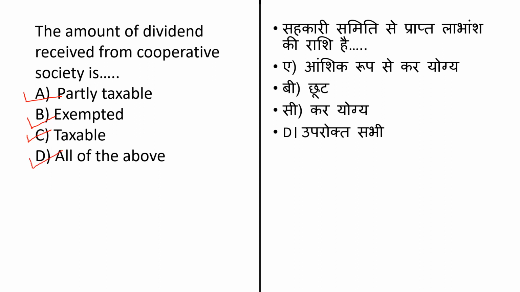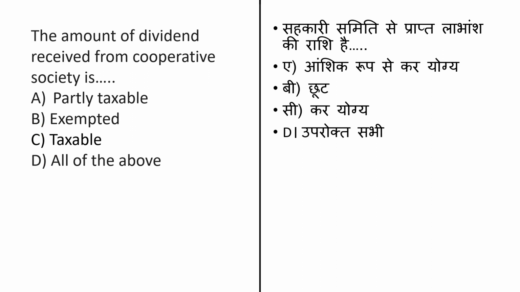Regarding dividend from a cooperative society, income tax shall not be payable by an assessee who is a member of the cooperative society in respect of any dividend received by him from the society, as amended by the Finance Act 1964. If you are a member of that cooperative society, then you don't have to pay any tax. So the answer for this question will be exempted.